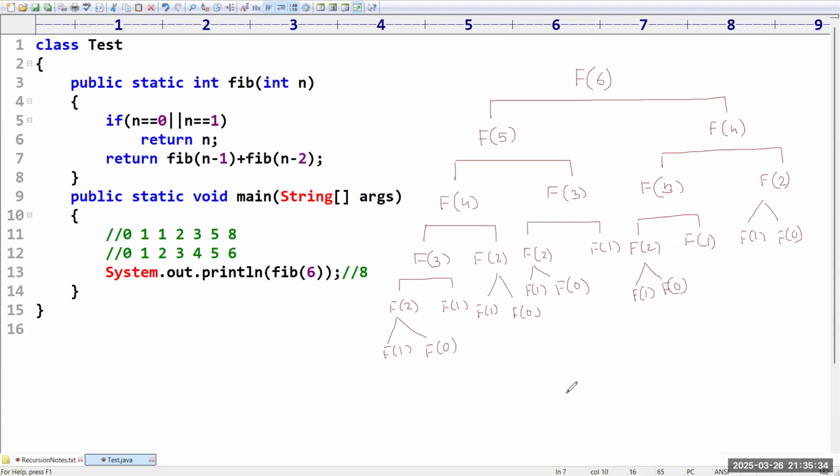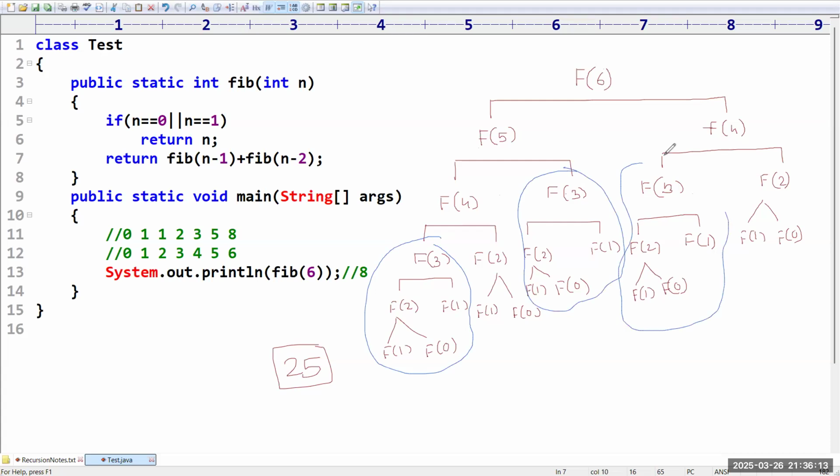For calculating the sixth Fibonacci number, there are approximately 25 method calls. For calculating such a small thing, we are calling 25 methods. So sometimes it is a burden. Why? Because if you observe closely, we already calculated f of 3, and again we are calculating it 2 times. We can eliminate this, right?